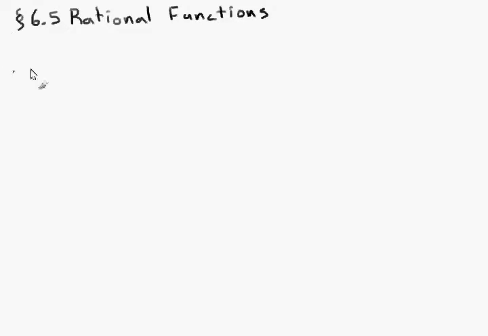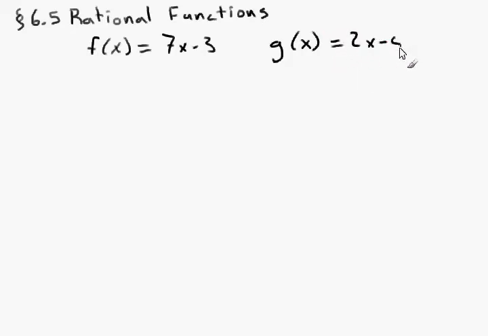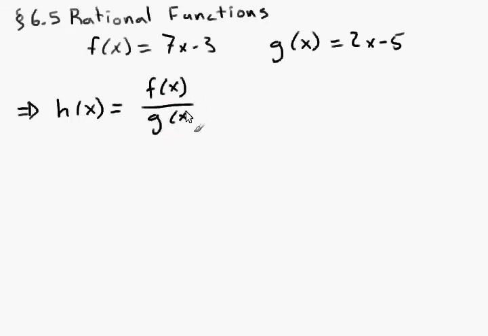The idea behind a rational function is we take two existing functions or expressions, say f of x is equal to 7x minus 3 and g of x, which is equal to 2x minus 5, and we look at the ratio between them. We make a new function. We'll call it h of x, and it's equal to the ratio of f of x and g of x. So h of x would be 7x minus 3 divided by 2x minus 5.